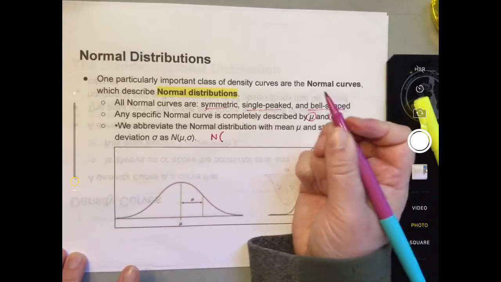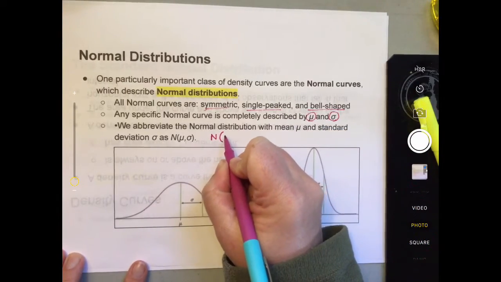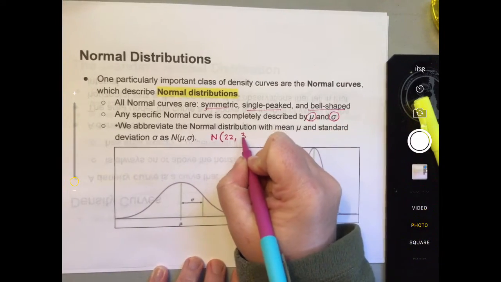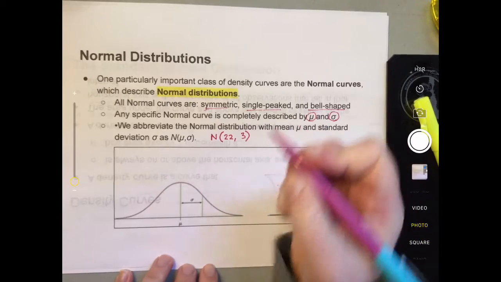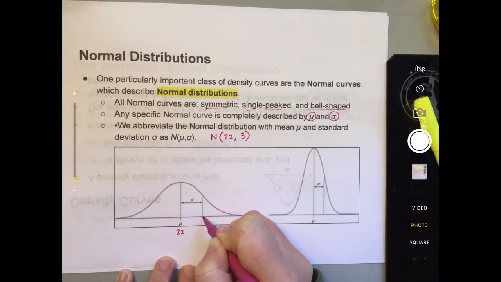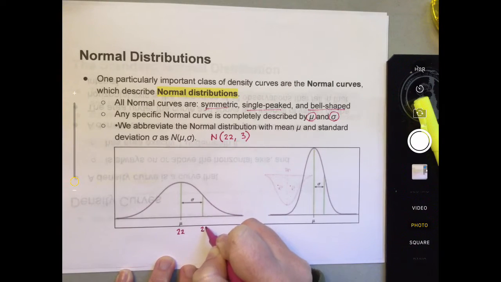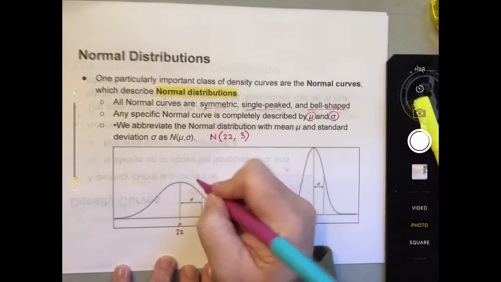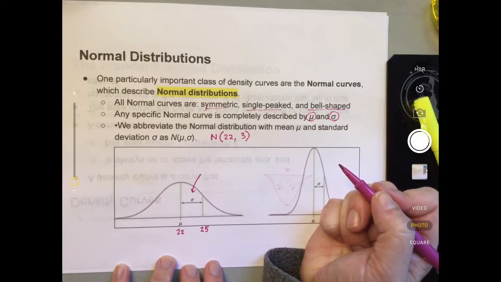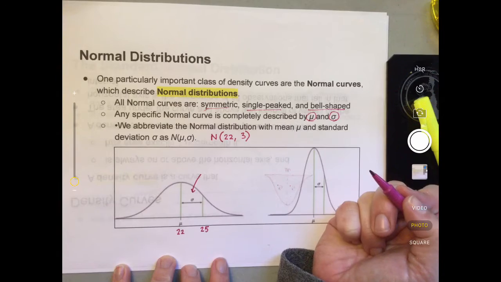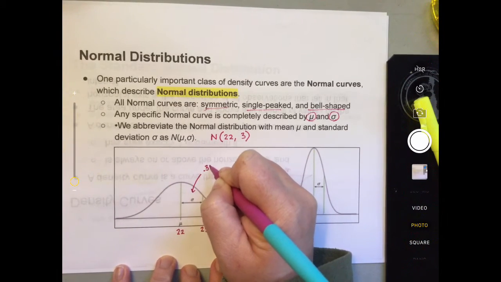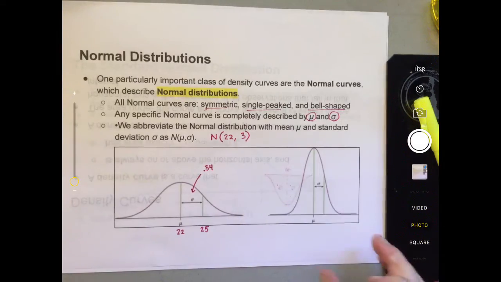So if our mu was, let's just say 22, my favorite number, and let's say that the standard deviation is 3. On here, mu would be 22. If we went 1 standard deviation over, that would be 25. I bet all of you probably remember from our 68, 95, 99.7 rule that the area here is 0.34, right?